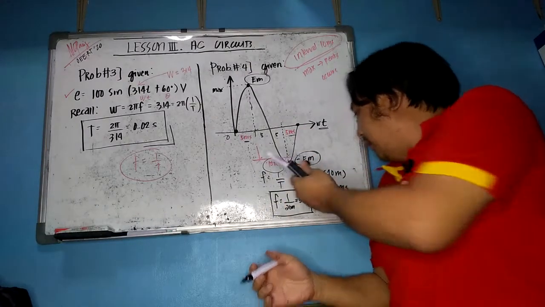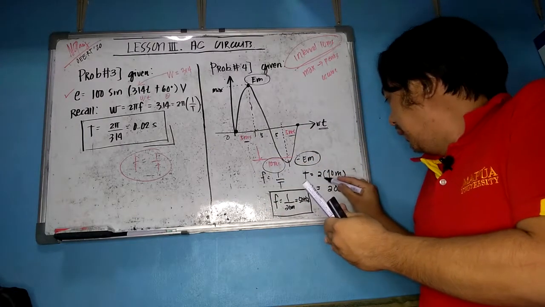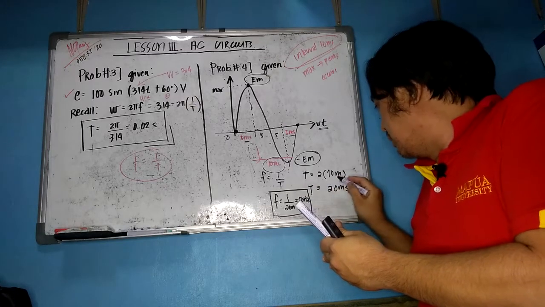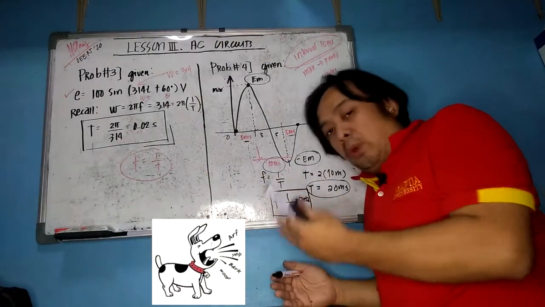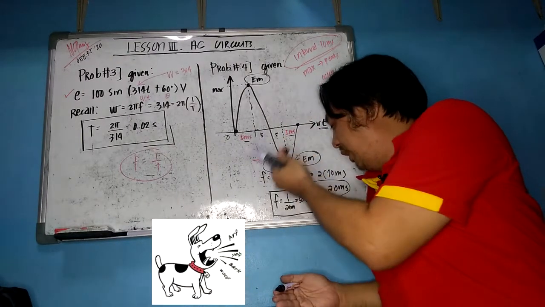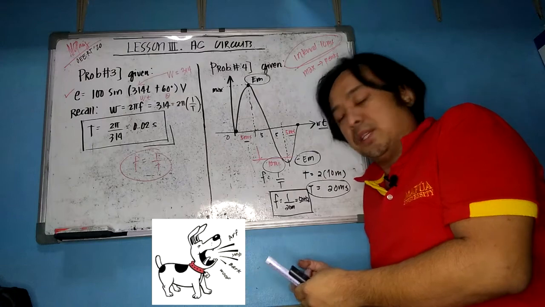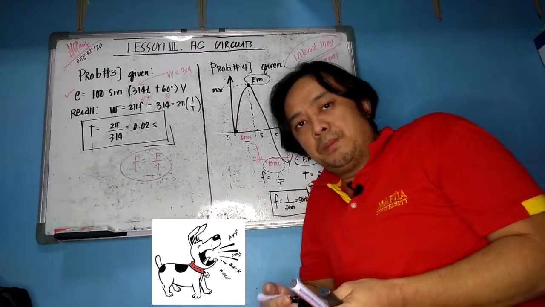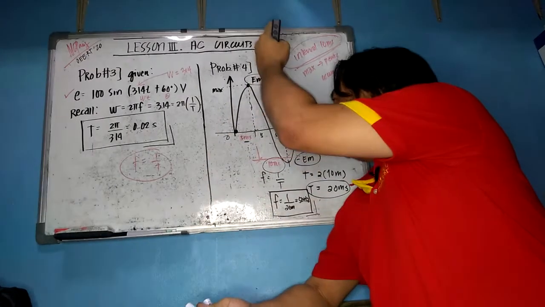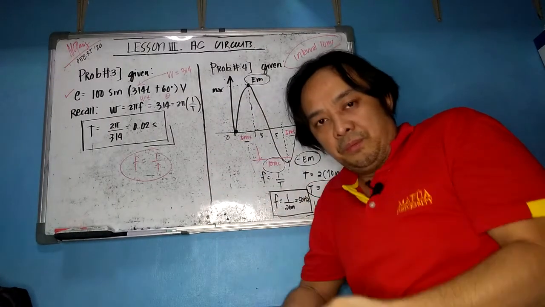Since we already have an idea by the equation here, 2 times 10 milliseconds, so you have 20 milliseconds. Frequency is 1 over T, so f is 1 over 20 milliseconds. The answer is 50 hertz. Very simple problems that explain the sinusoidal waveform.